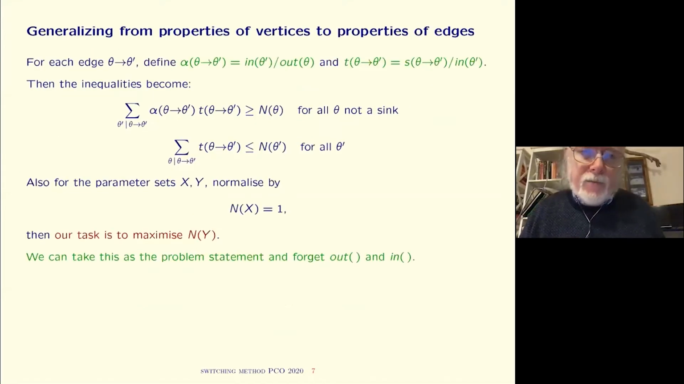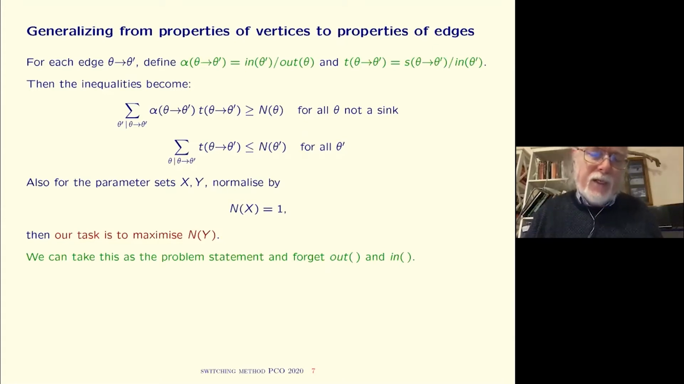Okay, so now we generalize the example of two classes to maximum over edges rather than maximum over vertices. We can do the same thing here. Alpha of a directed edge is in of the head divided by out of the tail, and that's an input parameter, and the variable s is divided by the in of the tail to give us the new variable t. And we just make those changes, and then we get this new set of inequalities.